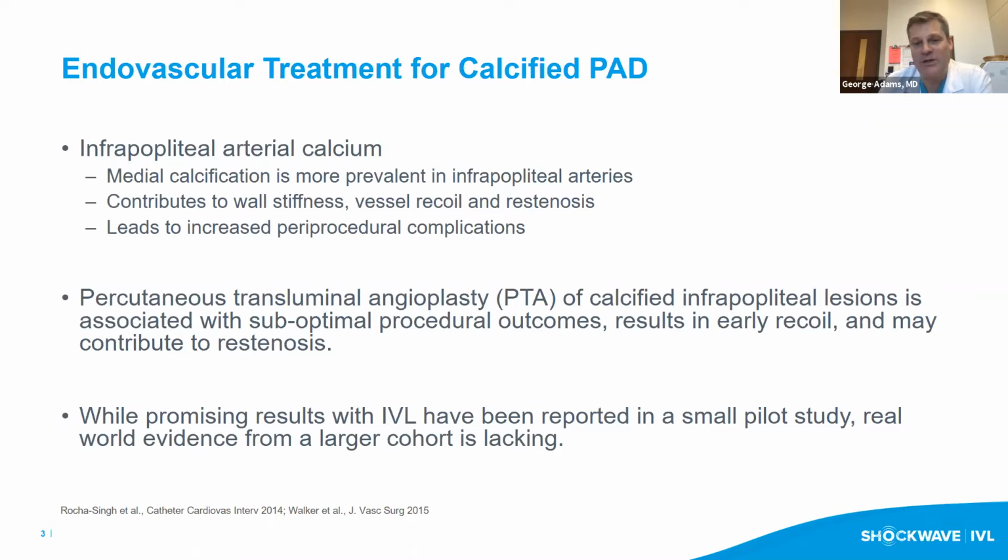Percutaneous transluminal angioplasty of calcified infrapopliteal lesions is associated with suboptimal procedure outcomes, results in early vessel recoil, and may contribute to restenosis. I mean, just think about the mechanism of plain old balloon angioplasty. The mechanism is to dissect the vessel and ultimately can lead to these complications. While promising results with intravascular lithotripsy have been reported in a small pilot study, real-world evidence from a larger cohort is lacking.